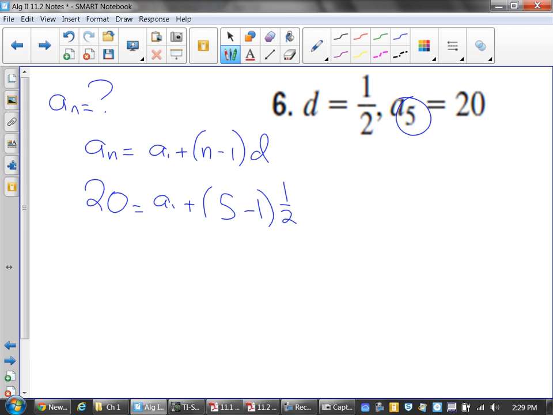So what's half of 4? 2. What's your first term? Okay, go again on that. Half of 4 is 2. My first term is 18. Therefore, I substitute back in. My nth rule is 18 plus n minus 1 times a half. Is it okay to write it as 1/2 n plus 17.5? 17 and a half? Is that fine?